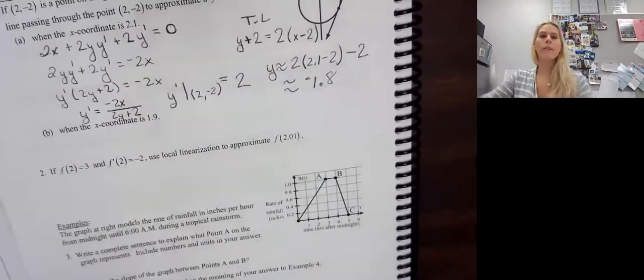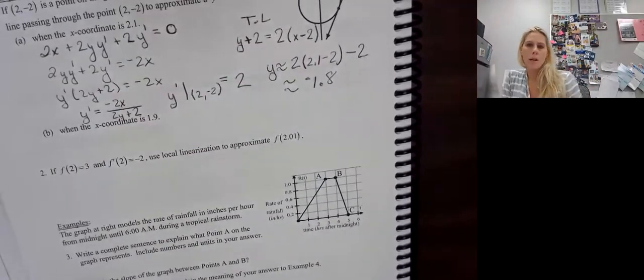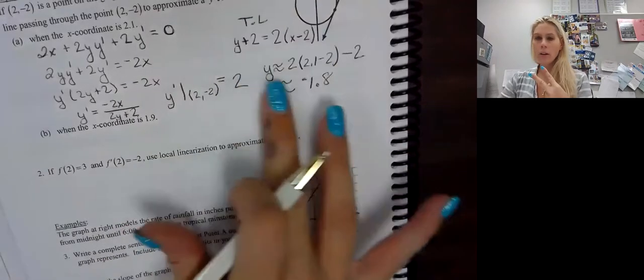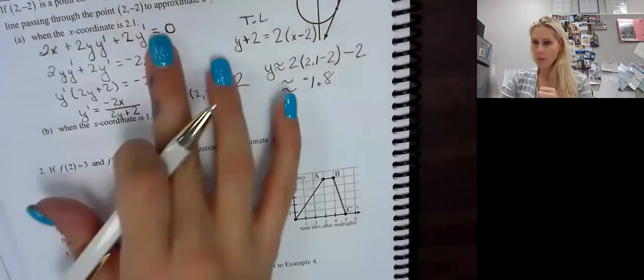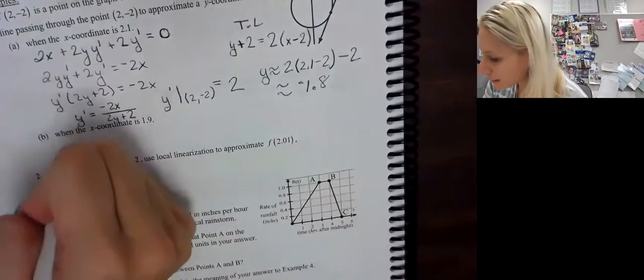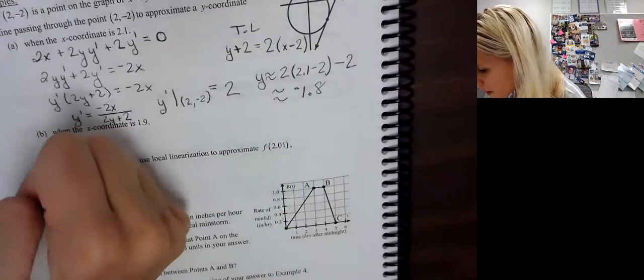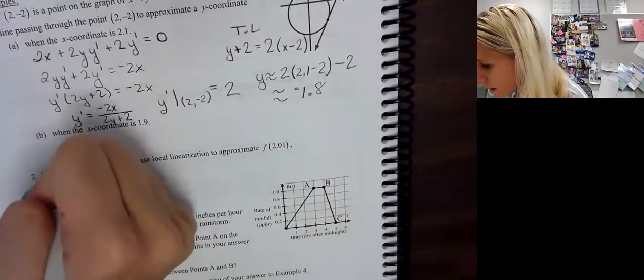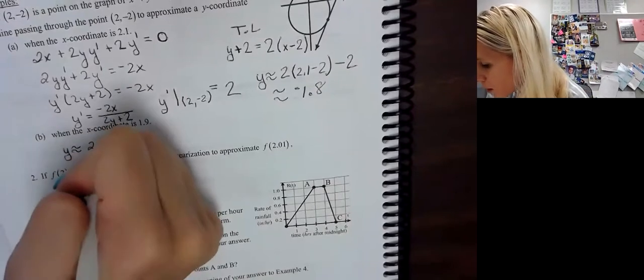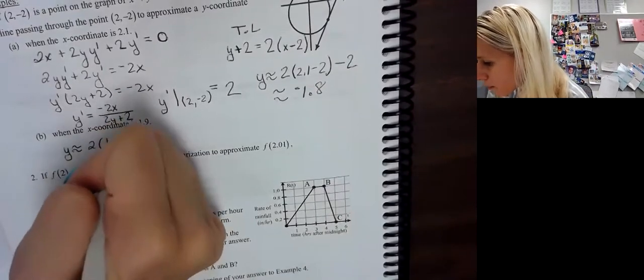Now, if instead it said use the coordinate when x equals 1.9, well, what's the nearest whole number for that, which was 2? Well, we already did that up here, right? We found it when our coordinate was 2. So we're still going to use this, but now in our tangent line, instead of plugging in 2.1, we're going to plug in 1.9.